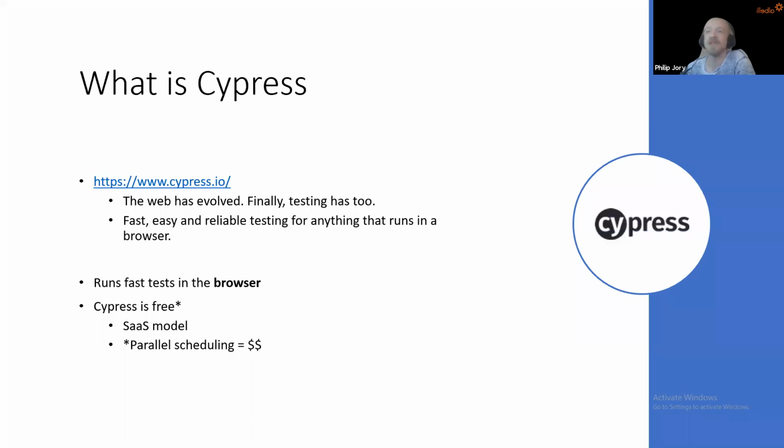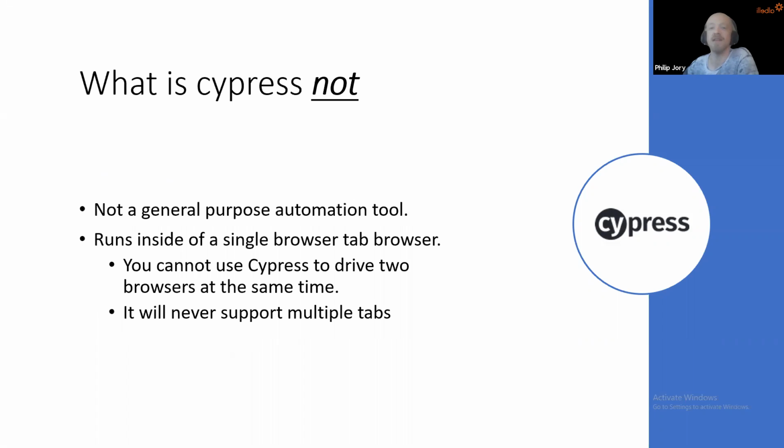So what is Cypress? They have their own marketing department, and you can check out their full sell online at Cypress.io. But essentially, it's a testing framework that runs its tests from within the browser. Cypress is fast to run, easy to write tests for, well documented, and free to start with. They do operate a software as a service model, and their unique selling point is related to their parallel scheduling, which I will come back to shortly.